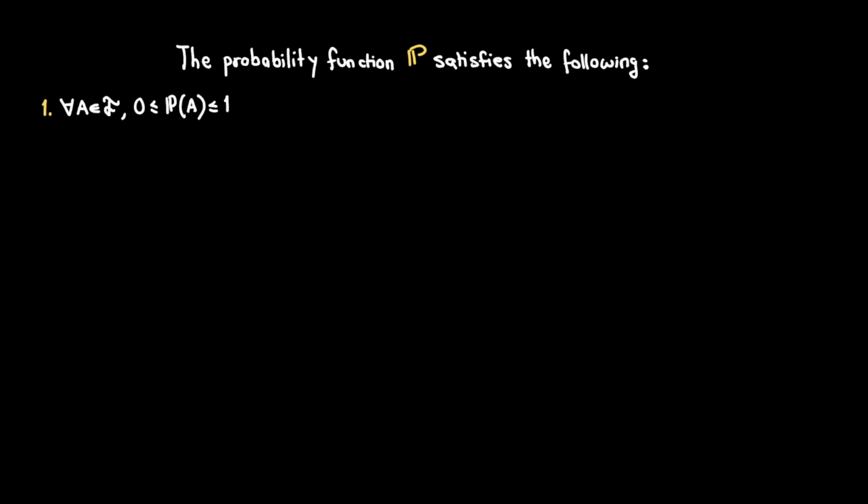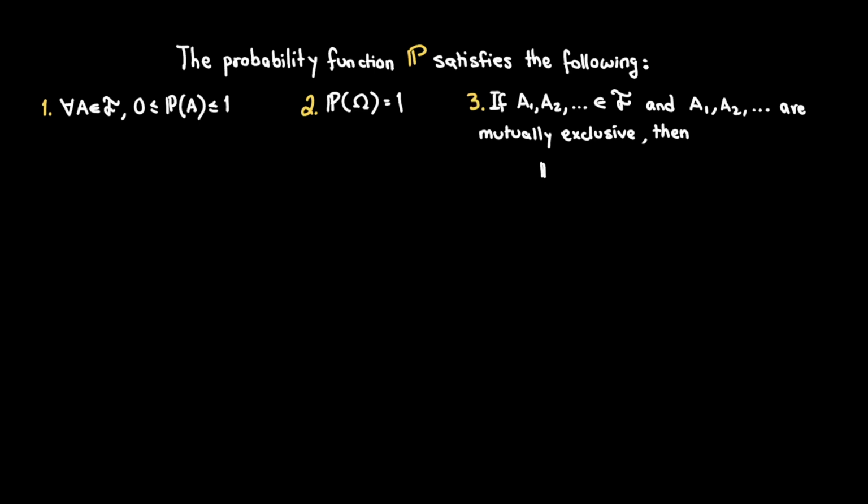A similar analysis can be done over the conditions for the probability function. Number 1, for any event A, the probability of A is between 0 and 1. Number 2, the probability of omega is 1. And number 3, if A1, A2, and so on is a sequence of mutually exclusive events, then the probability of the countable union equals the sum of the probabilities of each event.